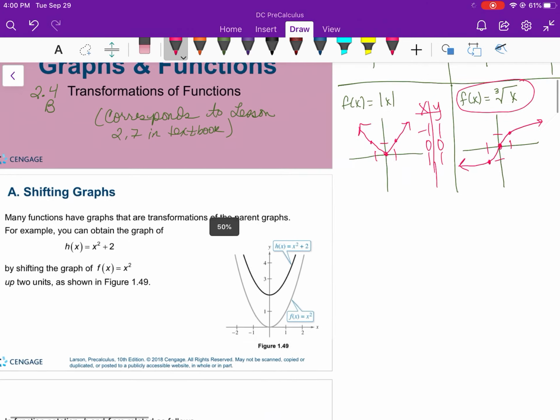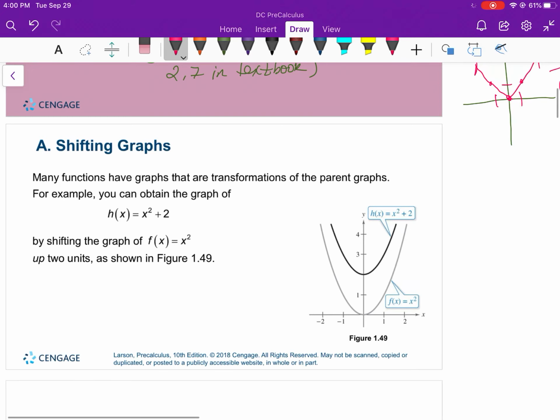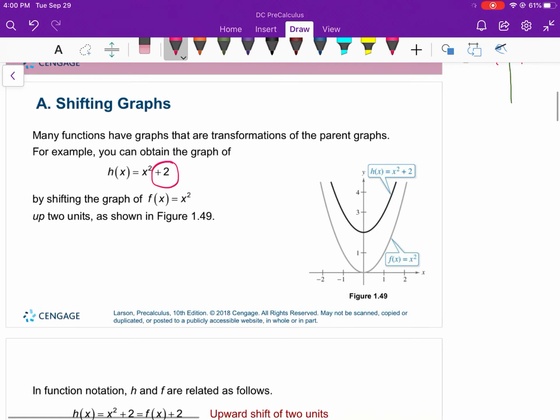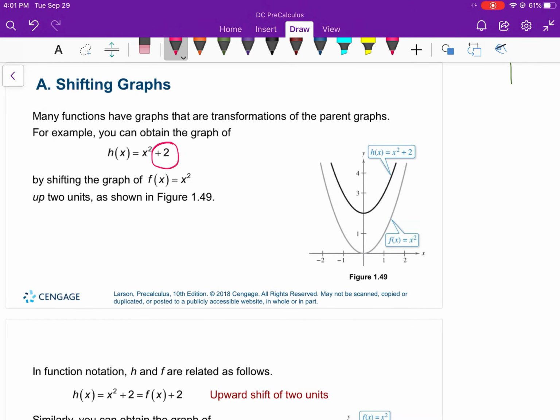So the first part of the lesson is just how to obtain a vertical shift. And you can obtain a vertical shift by adding or subtracting a number outside of your function. So this one shows that you're adding 2, which moves your graph up 2. Now you guys should know that already, so this should be a review for you.